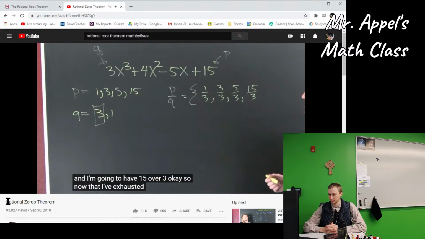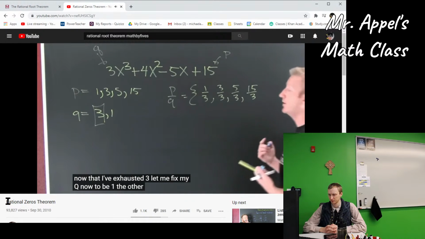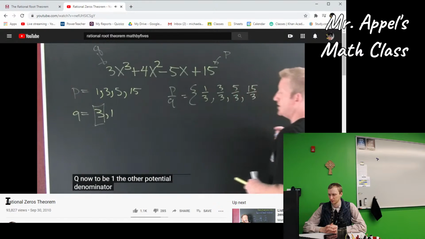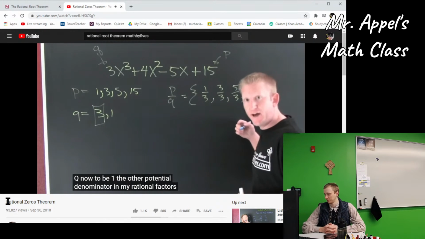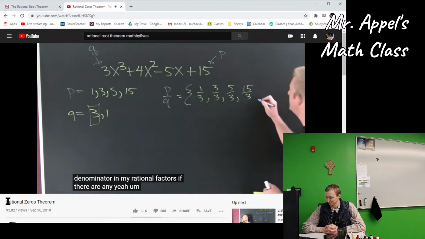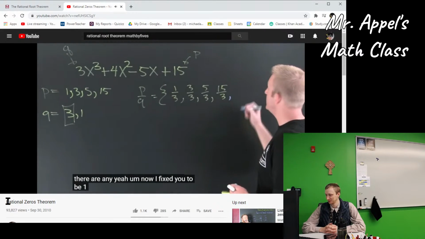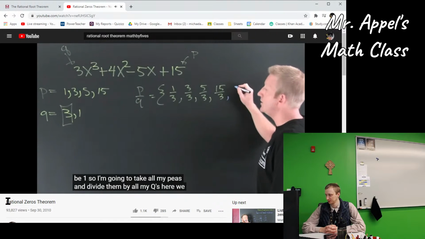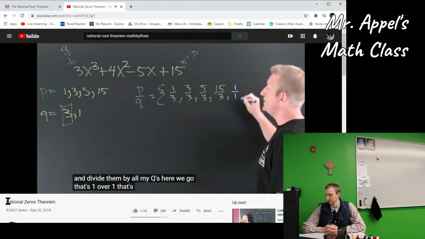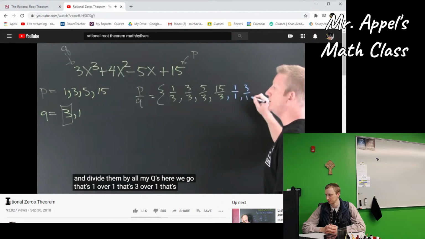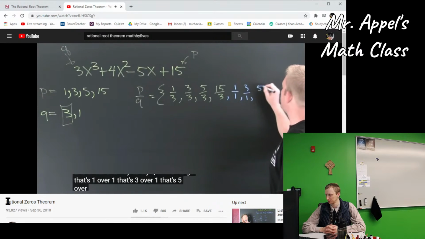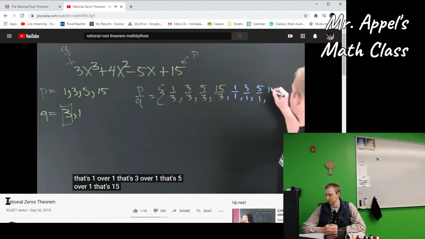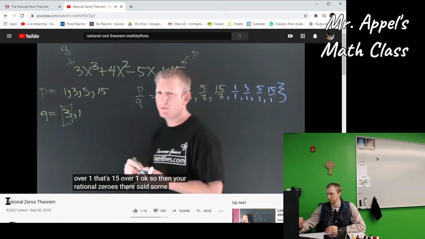Now that I've exhausted 3, let me fix my q to be 1, the other potential denominator in my rational factors. So I'm going to take all my p's and divide them by all my q's. Here we go. That's 1 over 1, that's 3 over 1, that's 5 over 1, that's 15 over 1. Okay, so then your rational zeros theorem said something about reduction.